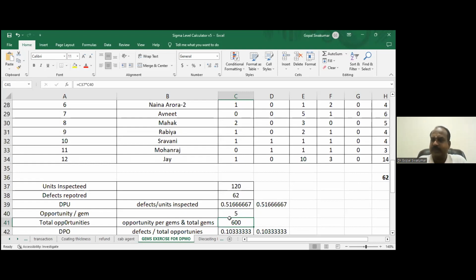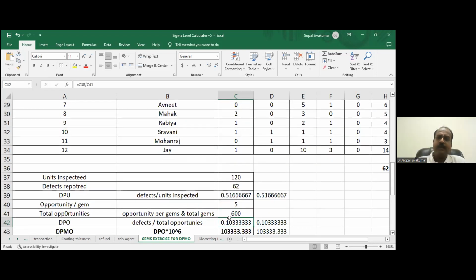How many pieces did we inspect? All of you can do a little math, right? 120. No, please get involved. So 120 gems into 5 defects each. Total number of opportunities will be 600. All right.